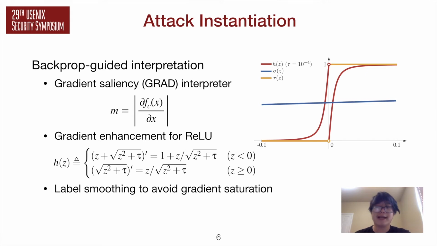We propose 2 techniques for backpropagation-based interpretation. The gradient interpreter outputs the absolute value of the gradient of prediction confidence of class C with respect to the input. Attacking gradient involves second-order terms of the neural network, while for the ReLU function, the value is 0. Hence, we propose a gradient enhancement for ReLU during the backward stage. Besides, to avoid an empty attribute map due to gradient saturation, we apply label smoothing to the classifier's target.